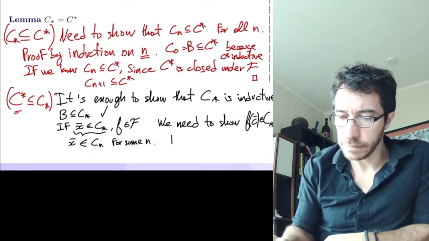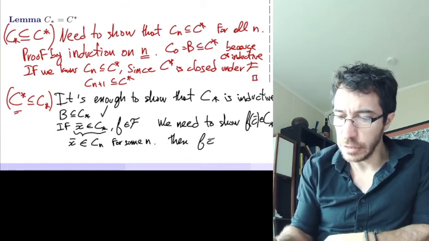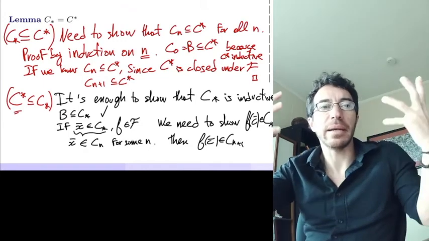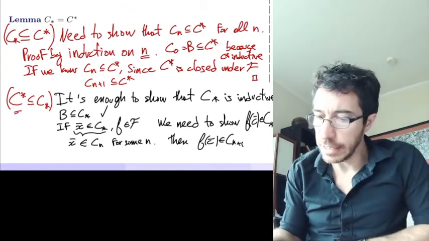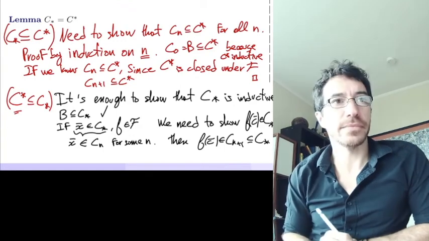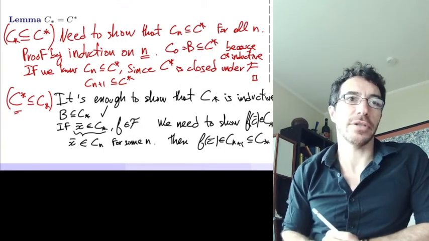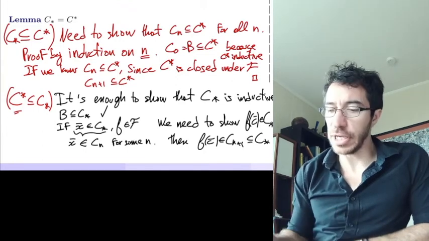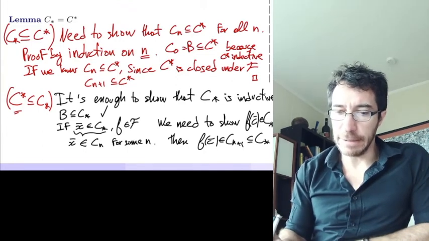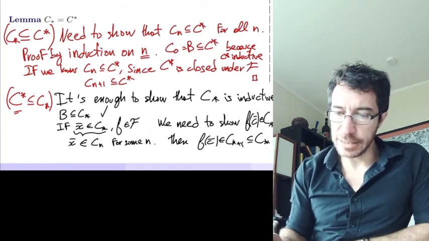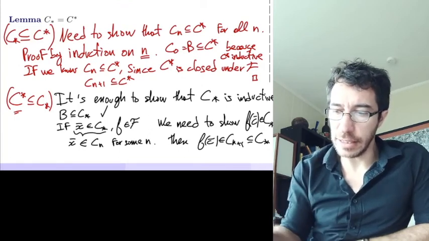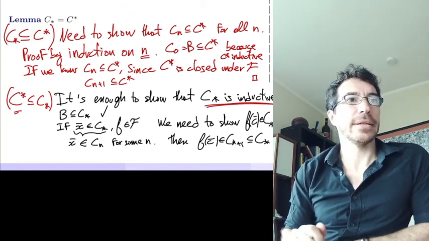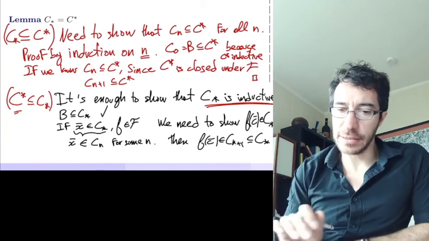But then f of x belongs to Cn plus 1, because Cn plus 1 was defined to be everything you get by applying f to the things in Cn. And that's a subset of C bottom star, by definition of C bottom star. So you get that when you apply f to x, you stay in C bottom star. So that shows that our set C bottom star is inductive, as we wanted. So that's the proof of why it's inductive.